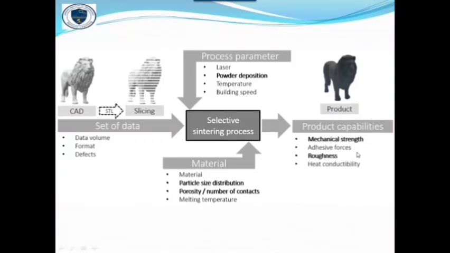And what about the roughness, and also what about the heat conductivity. So these four factors are very important after identifying the particular final product, the final complete component. So these product capabilities we can identify using testing machines, or numerically using FEA or FEM, which is called finite element analysis, or we can use software to identify these properties.